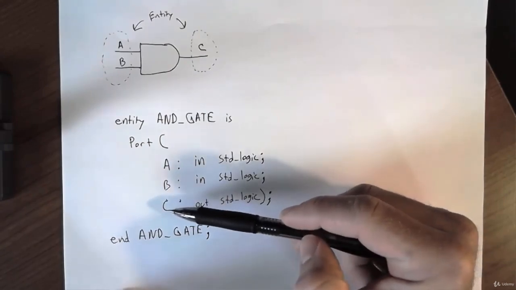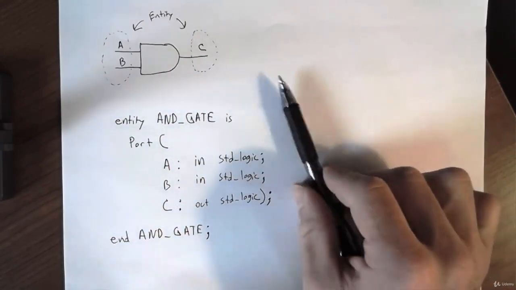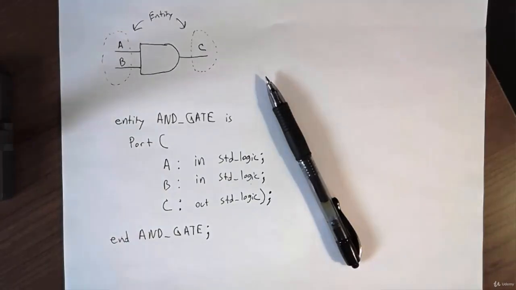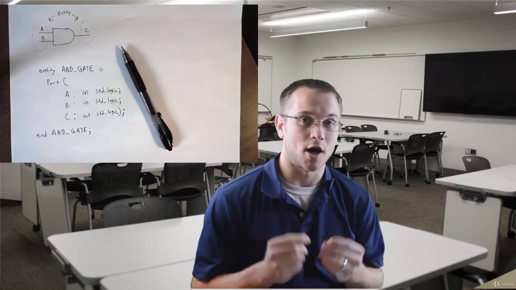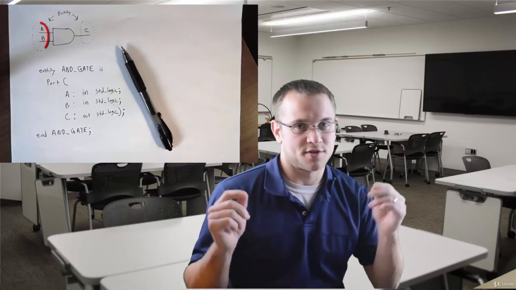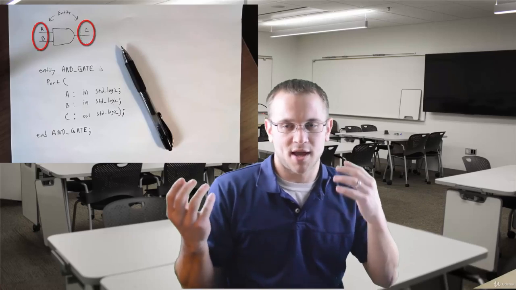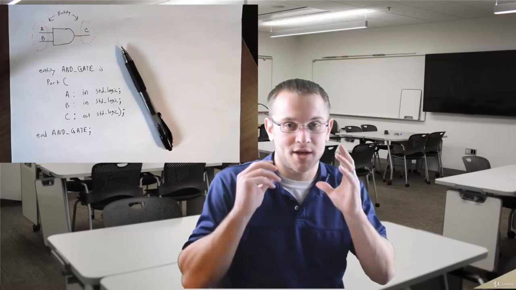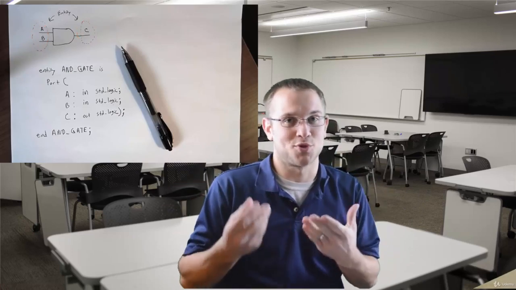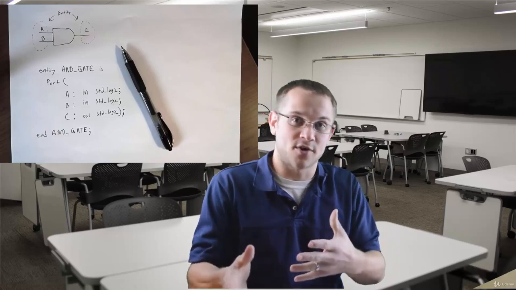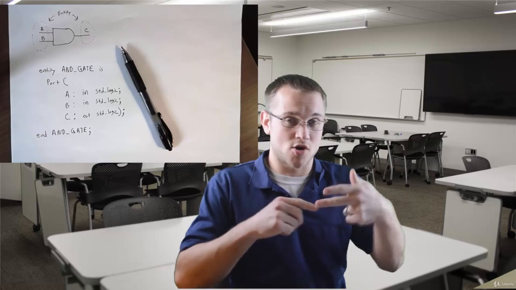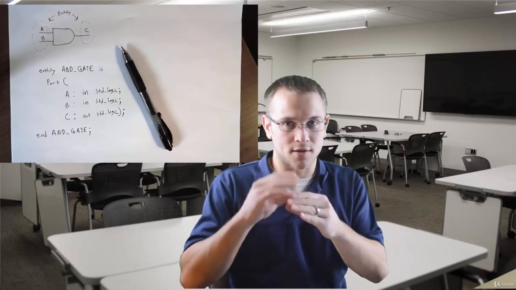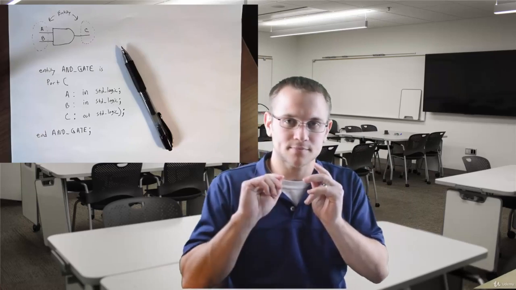The next part we want to talk about is the architecture of a design. The VHDL architecture defines how your design operates. So we have our entity, which defines the inputs and the outputs, and our architecture is going to define and explain how this actually works. In the case of our AND gate, we know we have two inputs, A and B, and our architecture is going to tell us to AND those inputs, or logically AND them, to give us our output C.